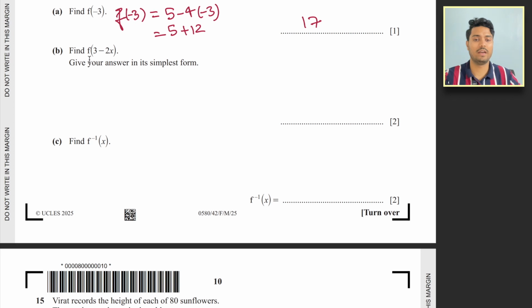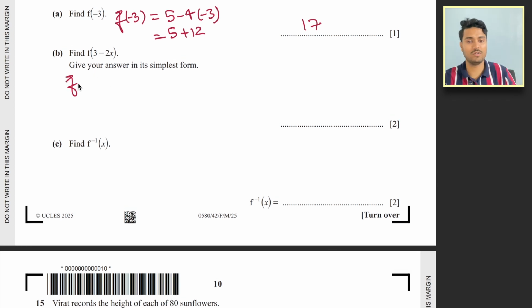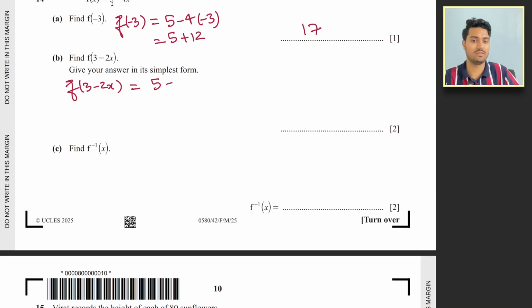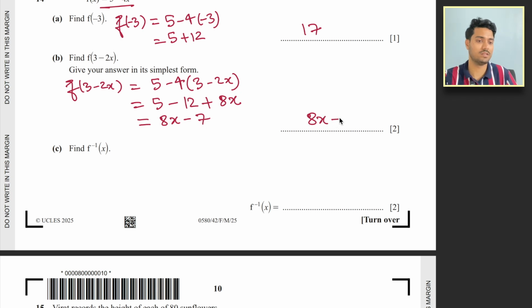Next question, find f of 3 minus 2x. So f of 3 minus 2x is going to be 5 minus 4 times (3 minus 2x). Now let's open the bracket. So 5 minus 4 3s are 12, minus minus plus 4 2s are 8x. So 8x, 5 minus 12 is minus 7. So 8x minus 7 is the answer.